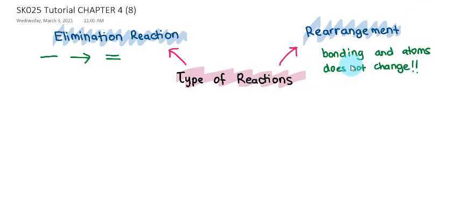Basically, if your reactant has 2 carbons, your product also has 2 carbons. If your reactant has 3 hydrogens, your product also has 3 hydrogens. If your reactant has a multiple bond, one carbon-carbon double bond for example, your product will also have one carbon-carbon double bond. So the bonding does not change, the number of atoms does not change, just maybe the position of the atoms or the bonding will be changed.